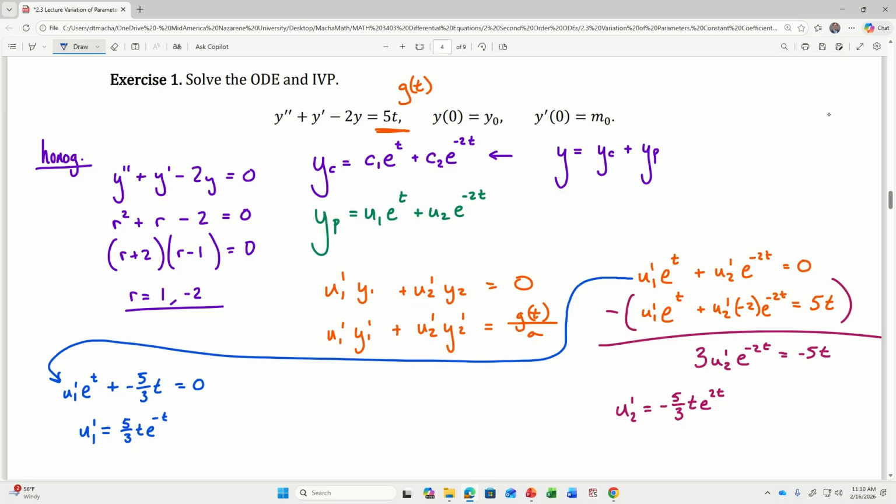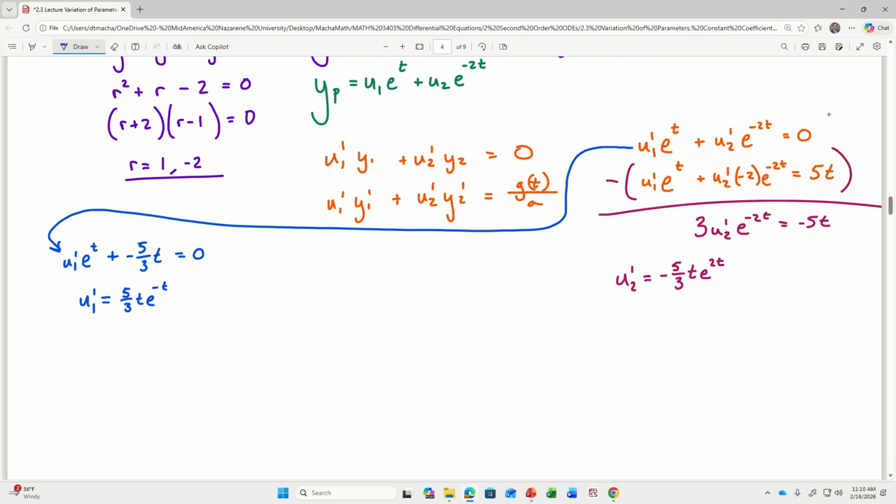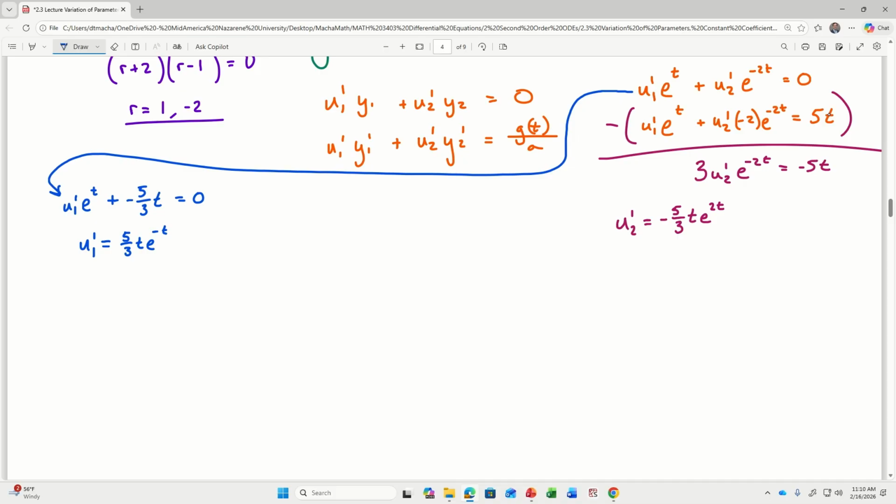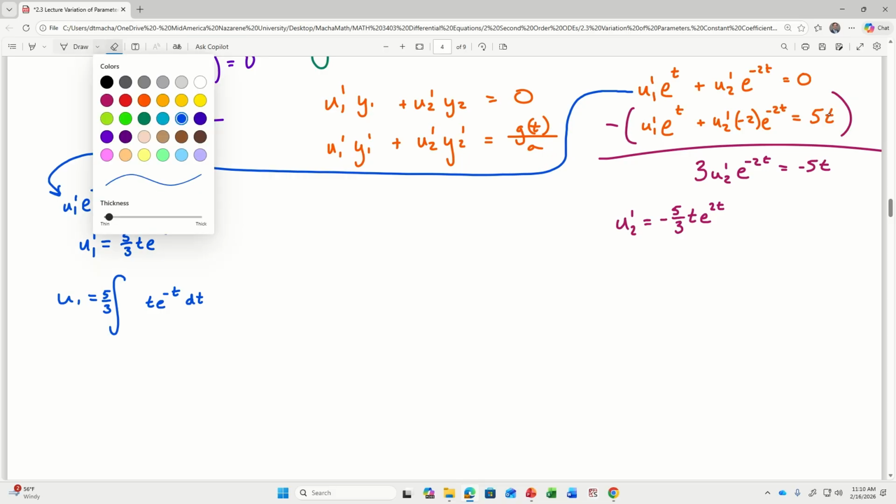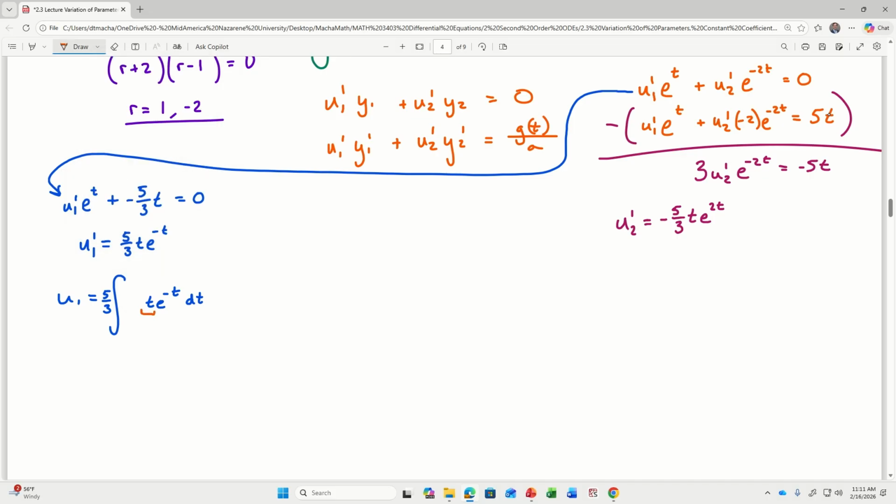But I don't just need u1 prime and u2 prime, I need u1 and u2. So I've got to take antiderivatives. And that means u1 is going to be the antiderivative of 5/3 t e to the negative t. I could just take the 5/3 out. And then t times e to the negative t is a nice little integration by parts.